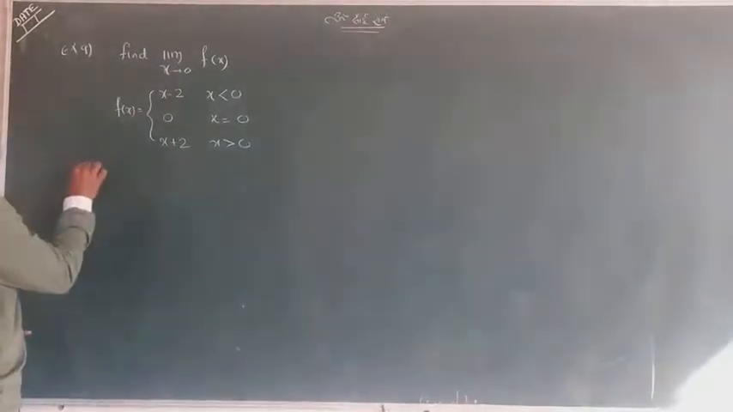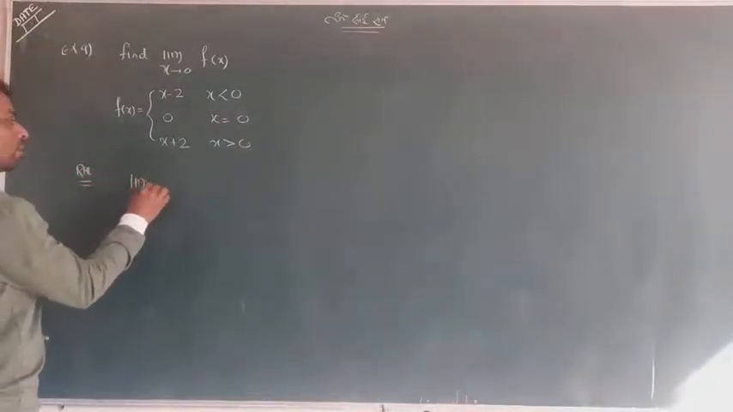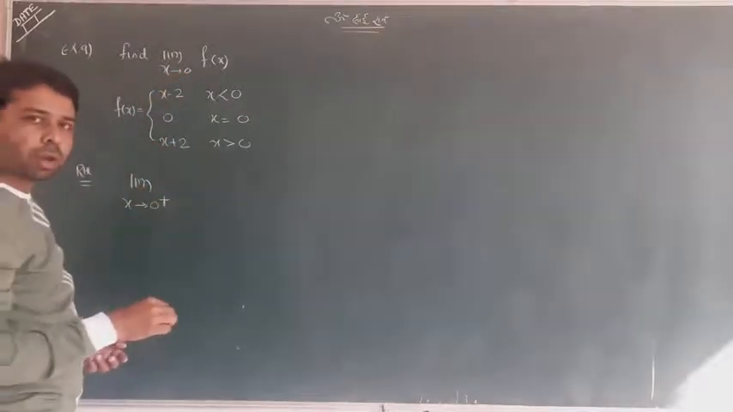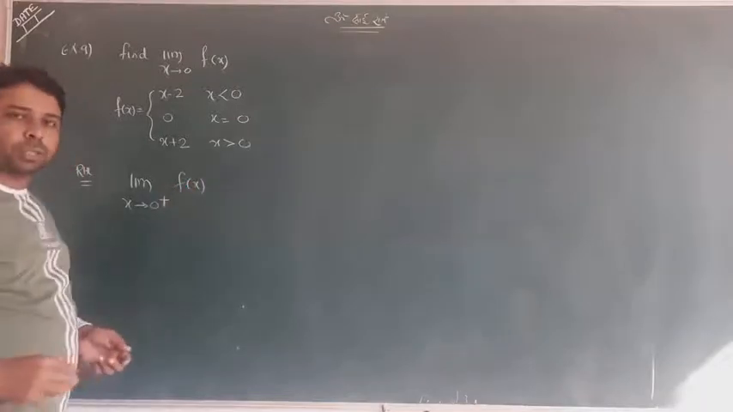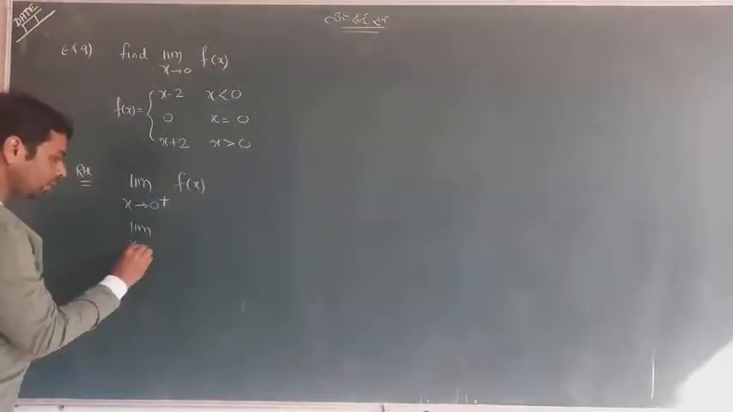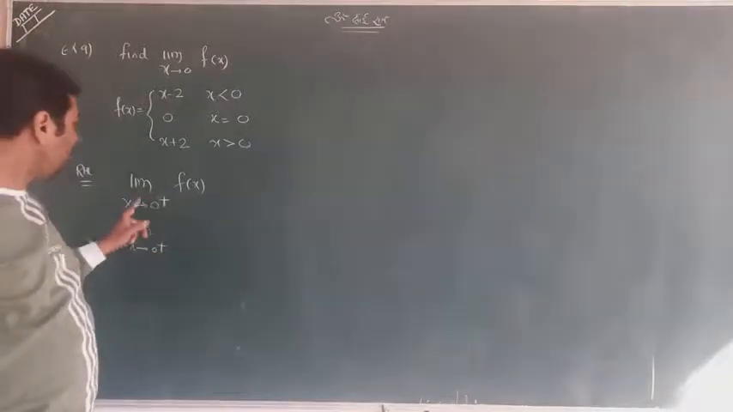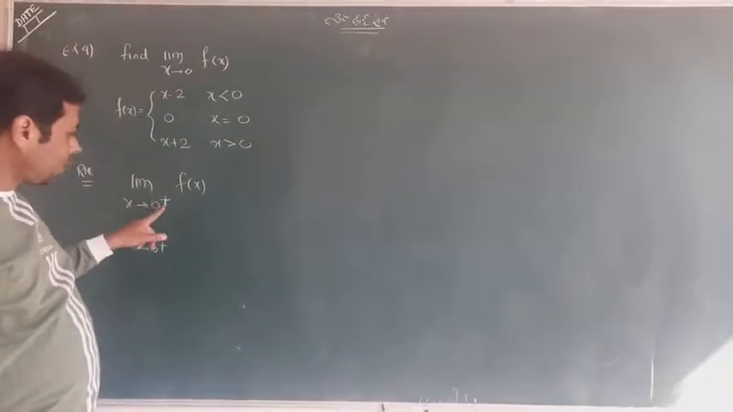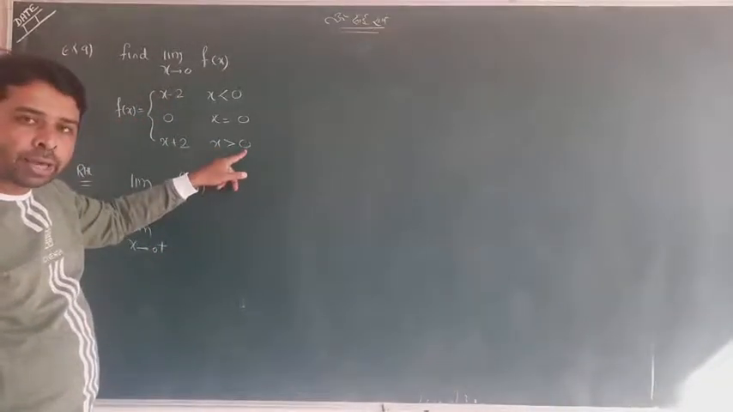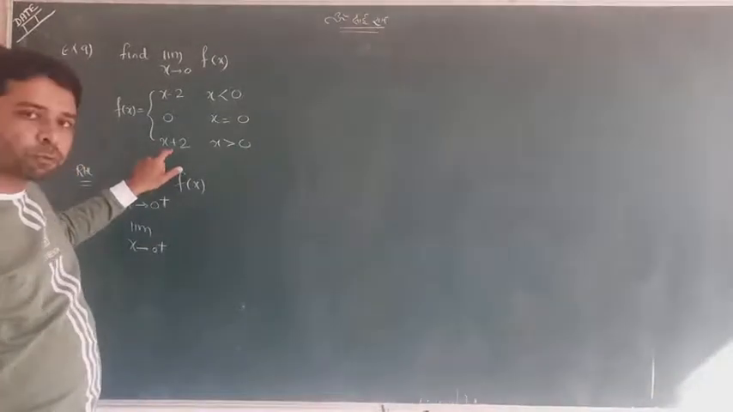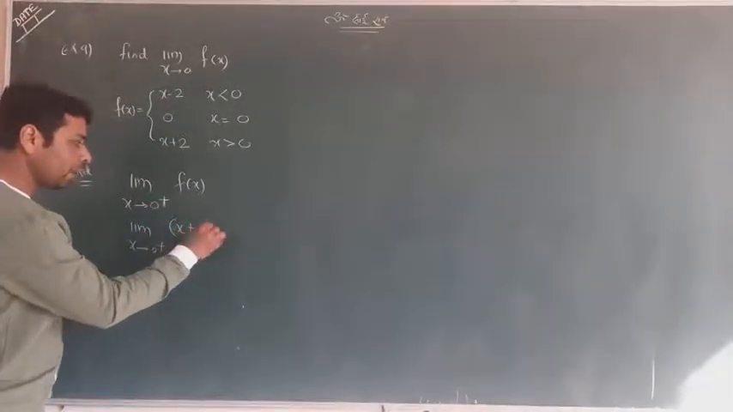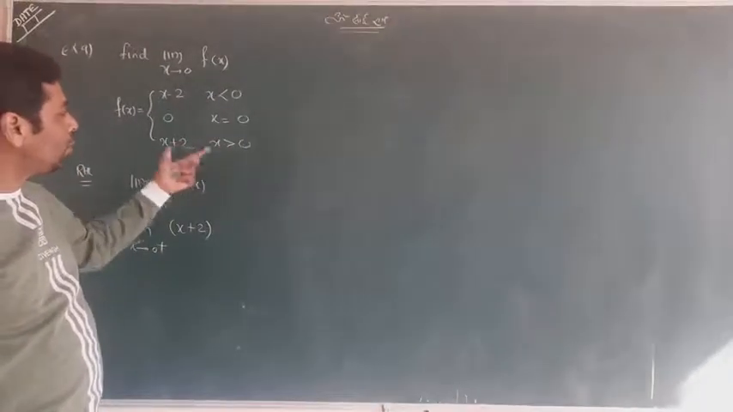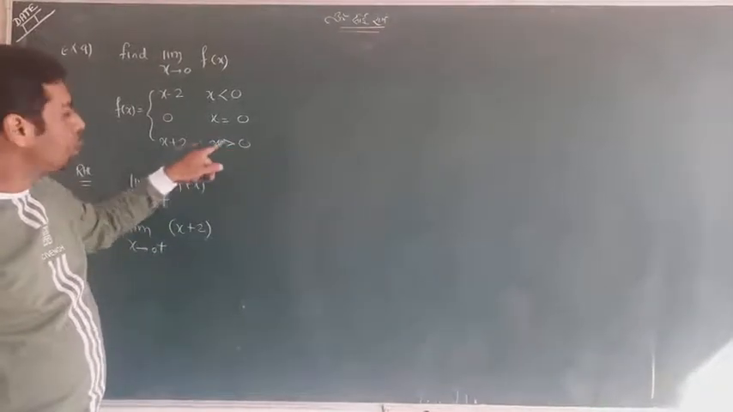So we will find the right hand limit here. How can we write it? Try to understand: x tends to 0 plus is the right hand limit. The main question is, what is the value of the function? I taught you yesterday how we can check. For the right hand limit, x is greater than 0, that is x plus 2. So try to understand, whenever it is a positive or right hand limit, we always choose the term x greater than 0. So it is x plus 2.